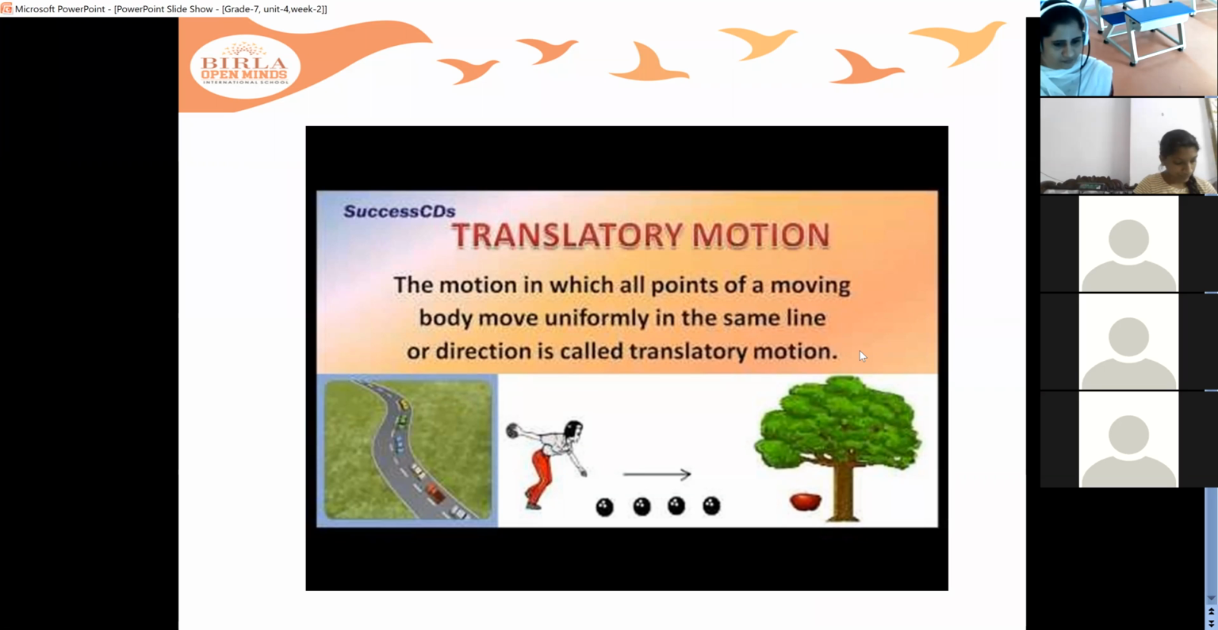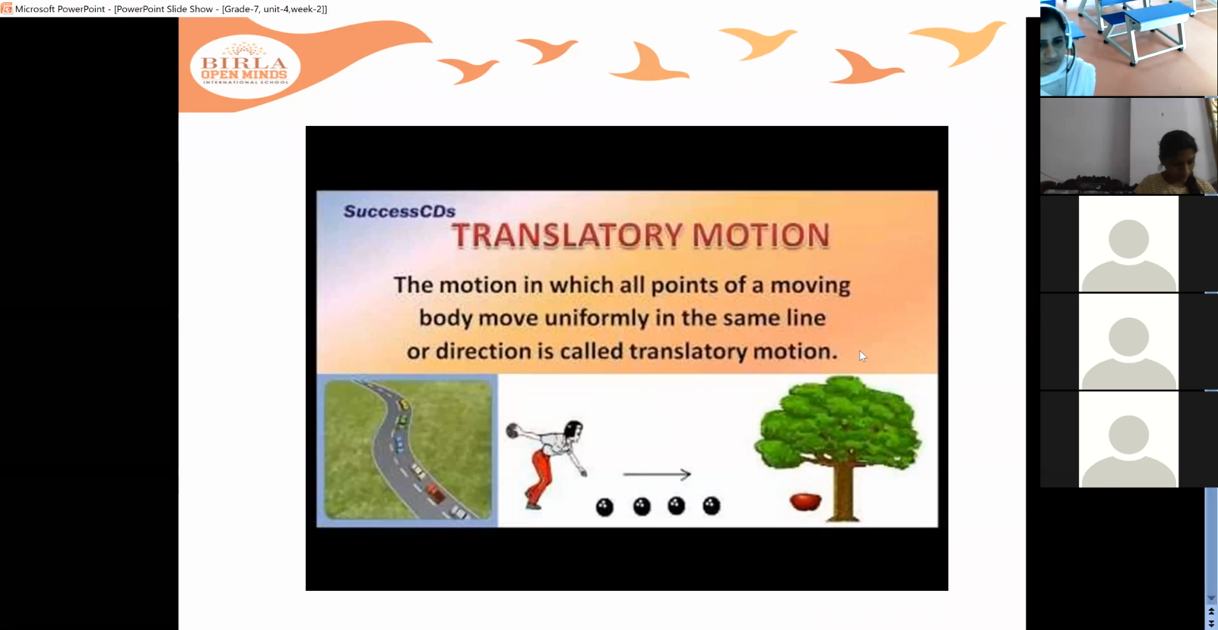Translatory motion. The motion of a body is said to be translatory if the body changes its position with respect to a fixed point or its surroundings. In translatory motion, the particle moves from one point in space to another. This motion may be along a straight line or along a curved path. Motion along a straight line is called rectilinear motion.